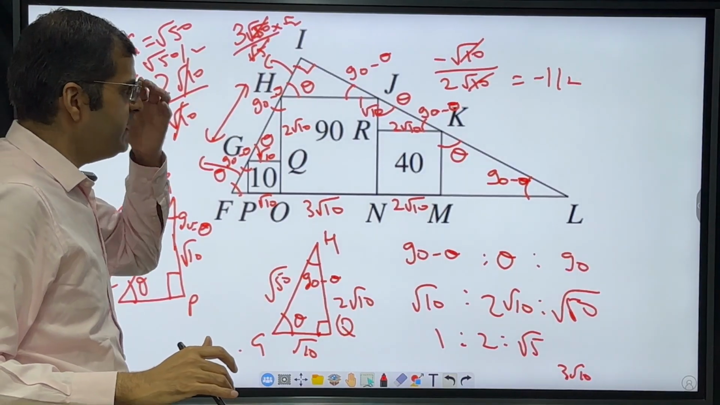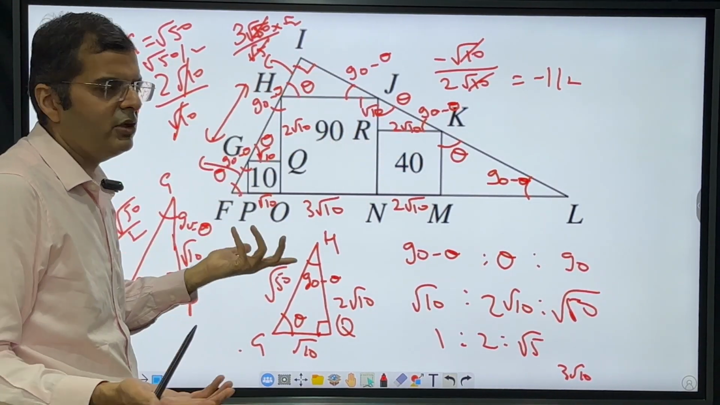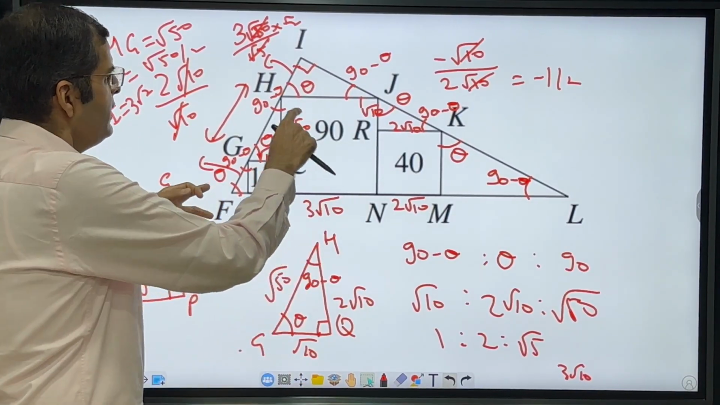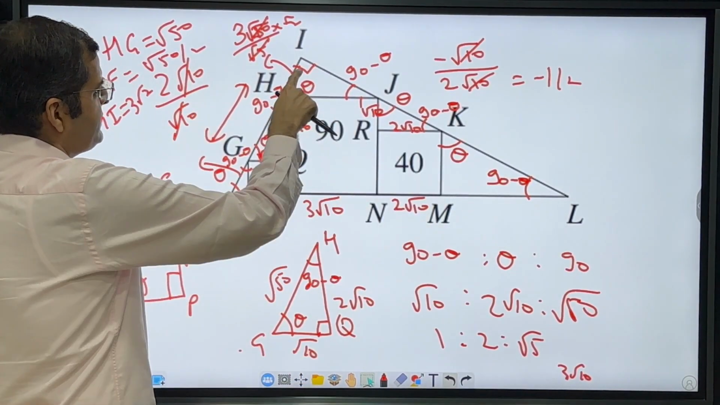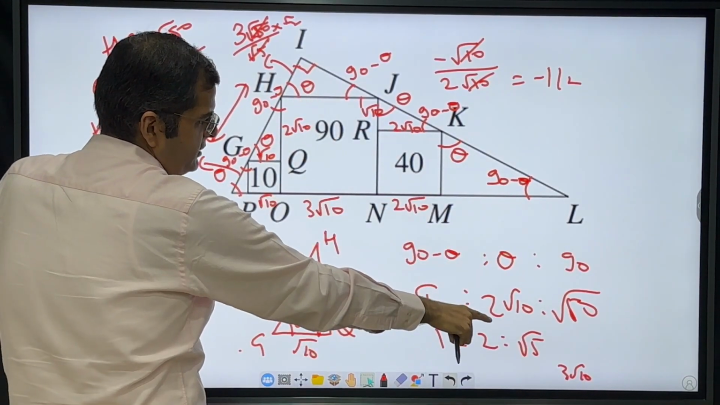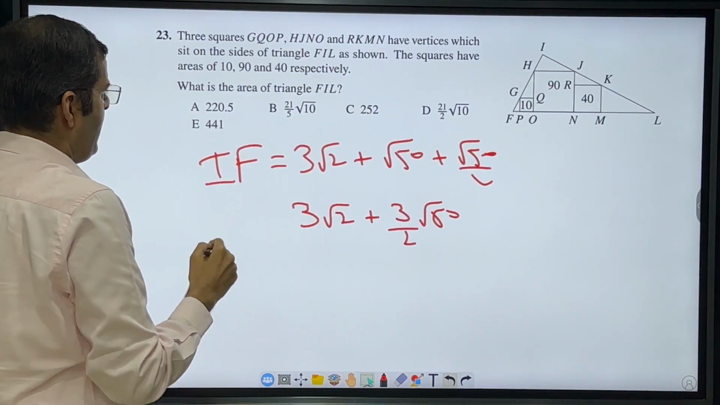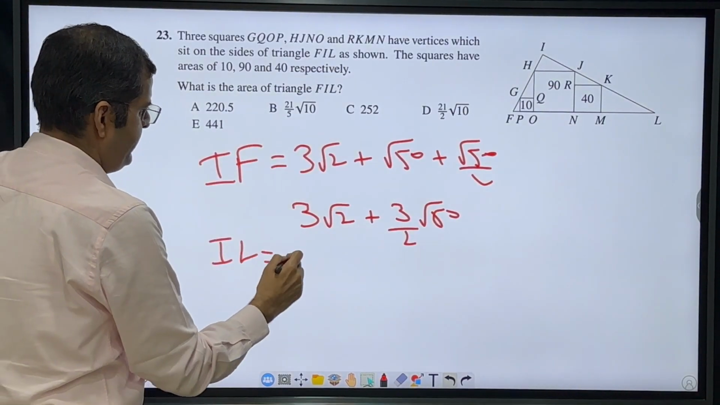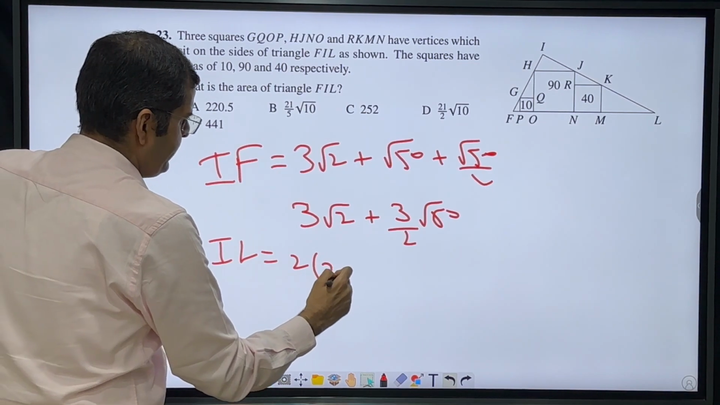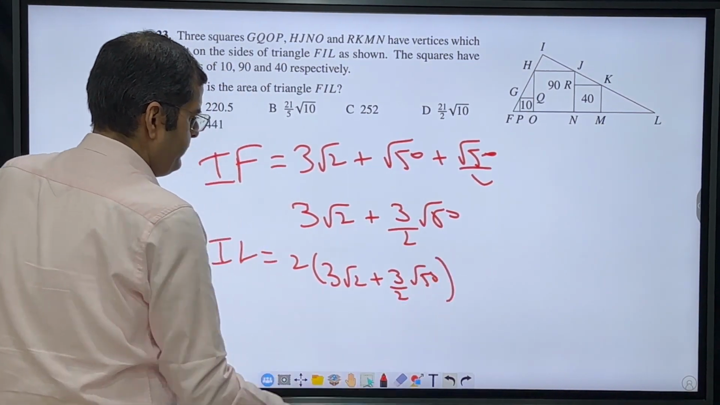Now I can do the same logic and find each side here, but rather than doing that, I know that this big right angle triangle is also in the same ratio. Here the side opposite 90 minus theta I have found. So the side opposite theta is what? Double of that. That is IL. So IL will be double of this, so it will be 2 times 3 root 2 plus 3 by 2 root 50.